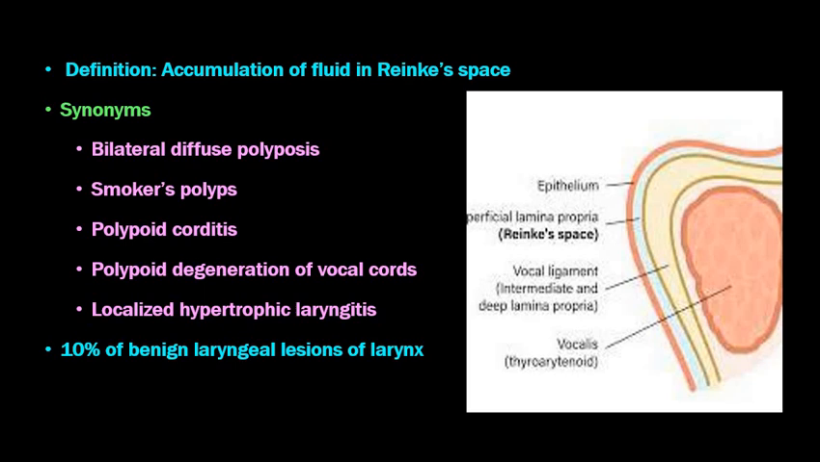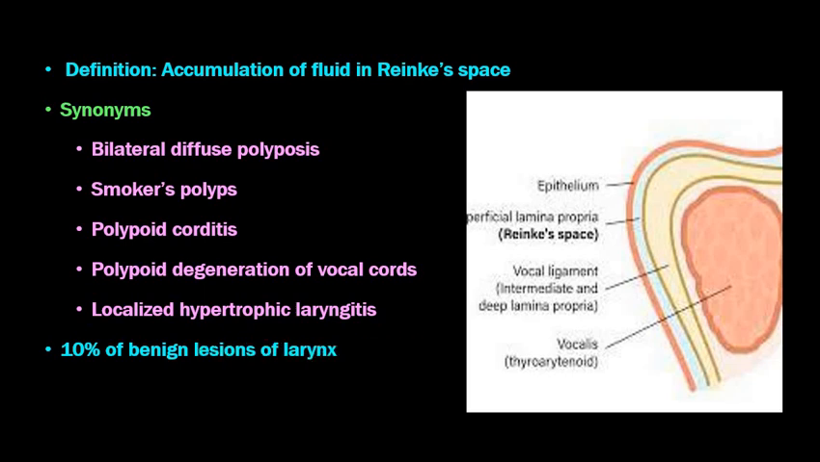There are certain synonyms of Reinke's edema, although many of them are misnomers. They are bilateral diffuse polyposis. The polyp occurs bilaterally, so this is called bilateral diffuse polyposis. Smoker's polyp. It is more common in chronic smokers. Polypoid chorditis. Polypoid inflammation of the vocal cords. The vocal cords become like a bag of fluid. Polypoid degeneration of vocal cords, which is a misnomer, and localized hypertrophic laryngitis.